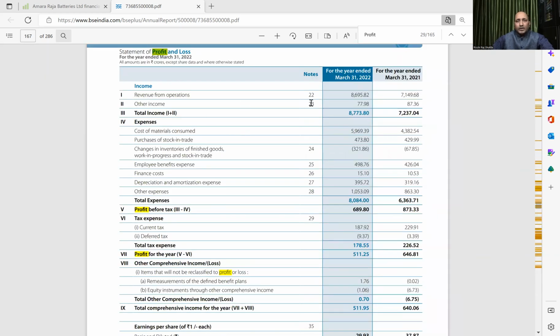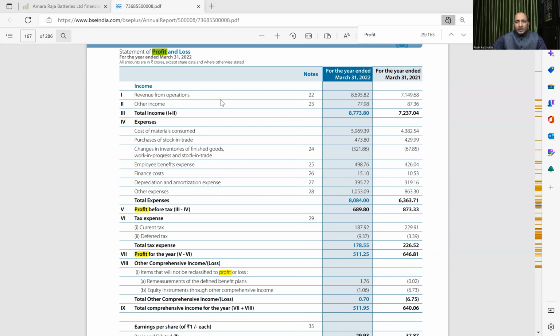So revenue from operations, we can see 8,696 crore. Other income around 78 crore. So total income is 8,773.8, or we may say 8,774 crore. So this is the income or revenue or sales for Amara Raja from this.